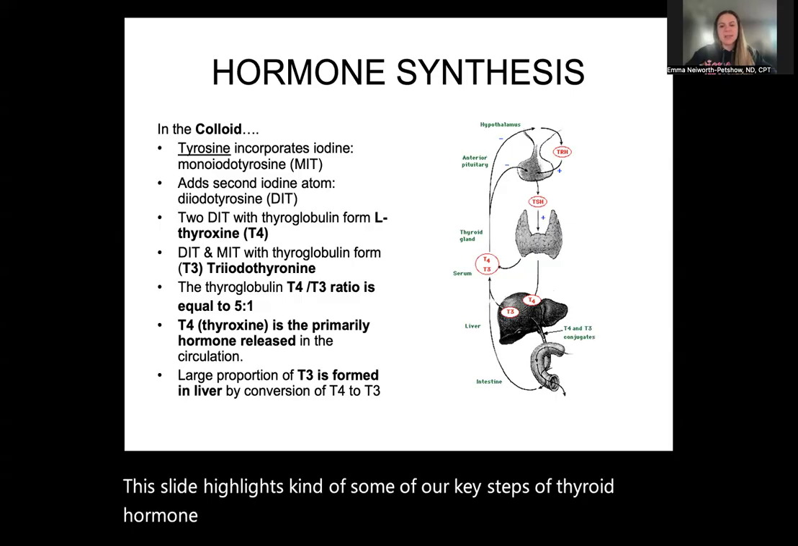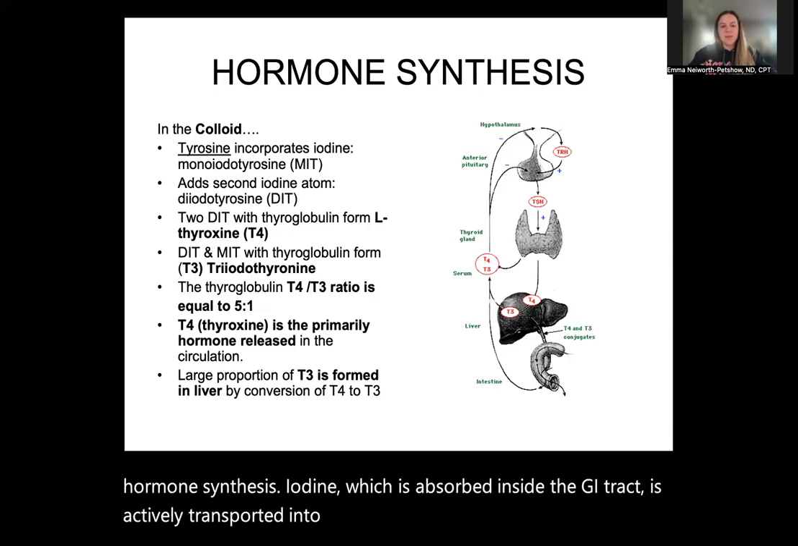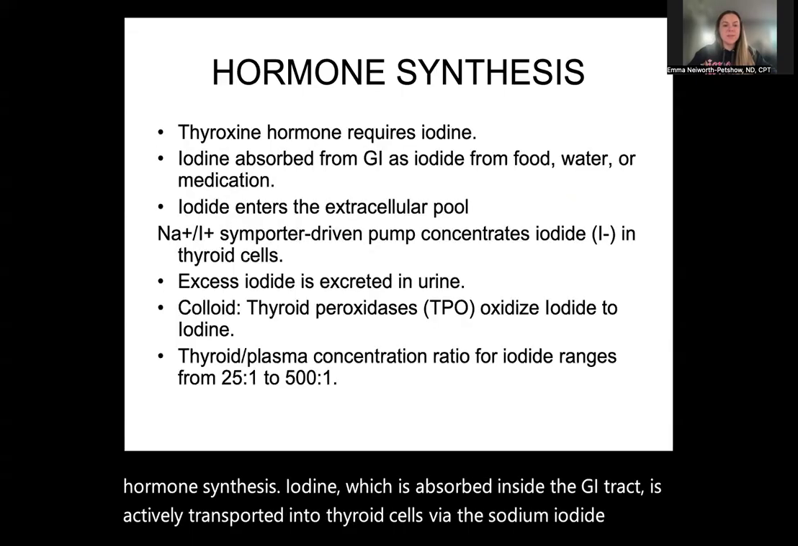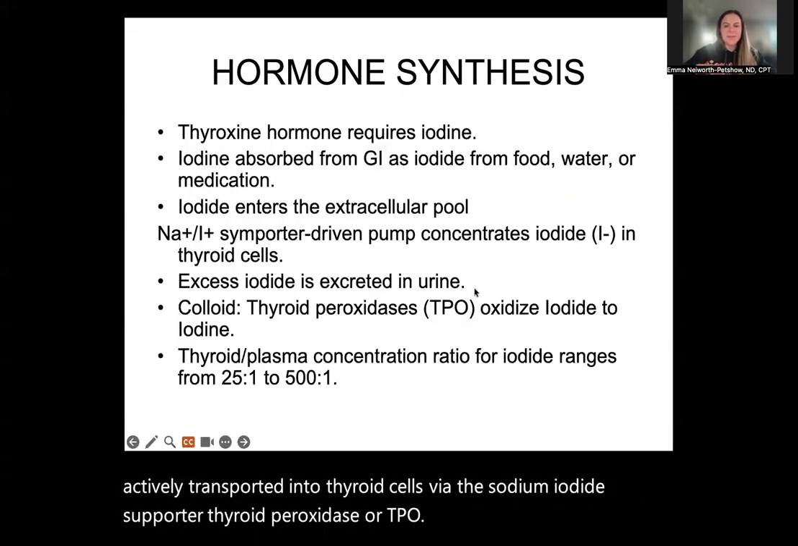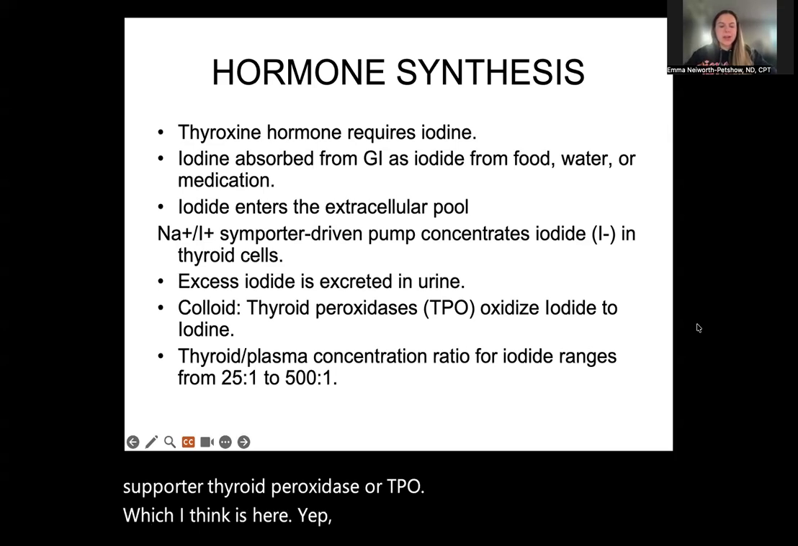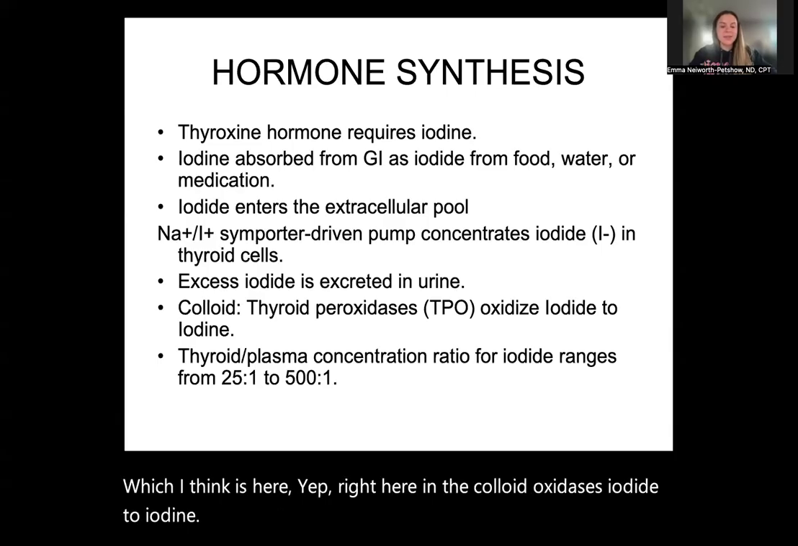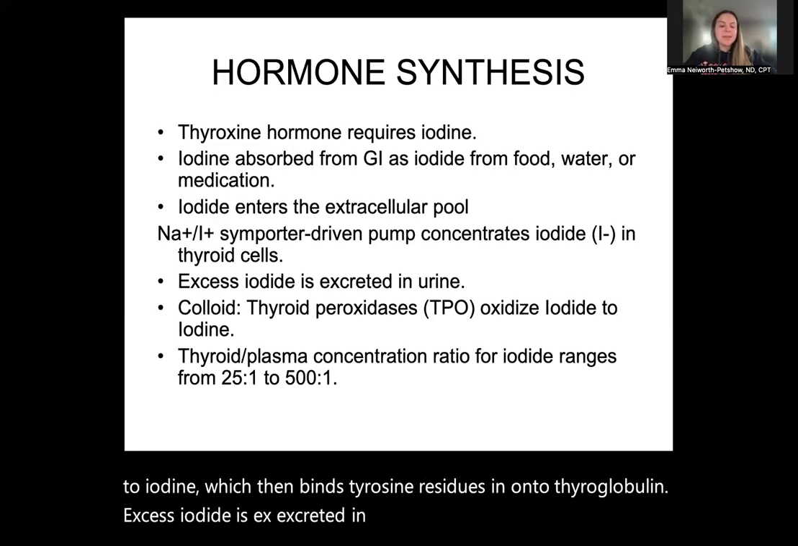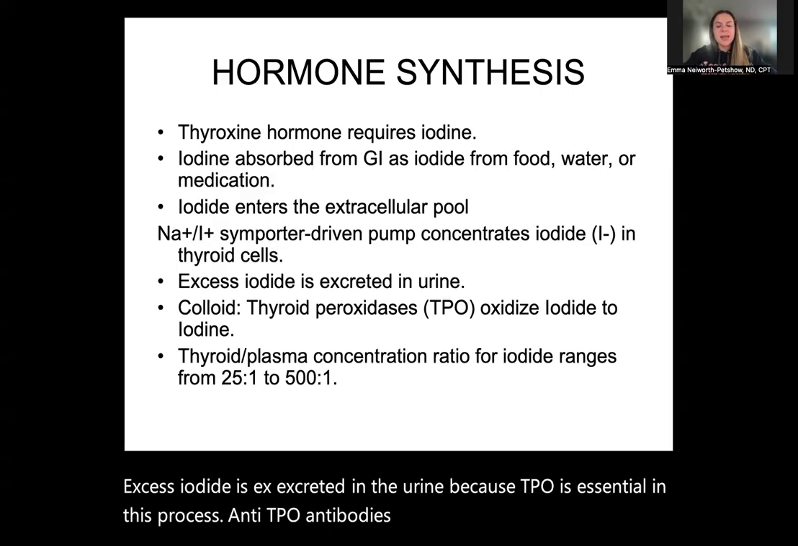Iodine, which is absorbed in the GI tract, is actively transported into thyroid cells via the sodium iodide symporter. Thyroid peroxidase, or TPO, which I think is here. Yep, right here. In the colloid, it oxidizes iodide to iodine, which then binds tyrosine residues on thyroglobulin. Excess iodide is excreted in the urine. Because TPO is essential in this process, anti-TPO antibodies, as seen in Hashimoto's, can severely impair hormone synthesis.